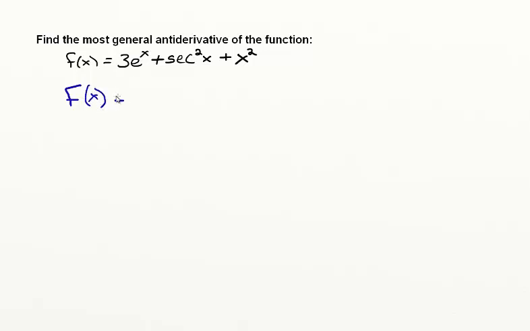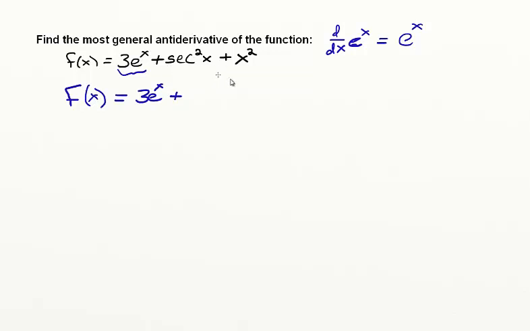If we look at this example here, this first term, 3e to the x, to find the antiderivative, we need to think about what we take the derivative of to get 3e to the x. Well, the derivative of e to the x is equal to e to the x. So the derivative of 3e to the x is 3e to the x. So really, that stays the same, just because when we take the derivative of e to the x, it stays the same.